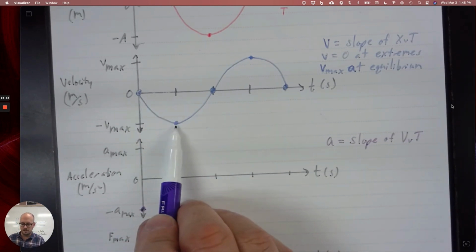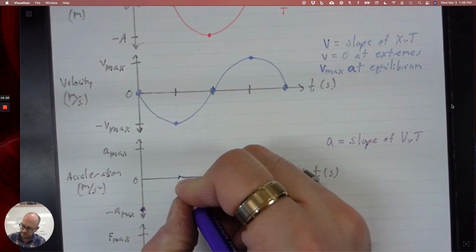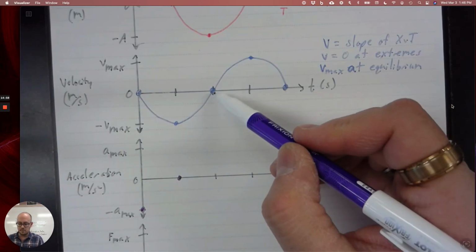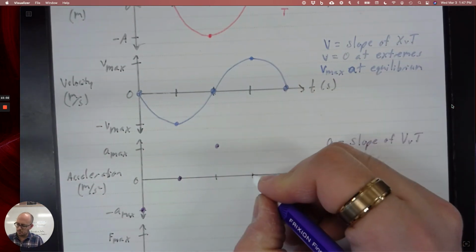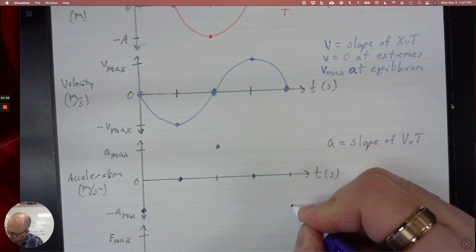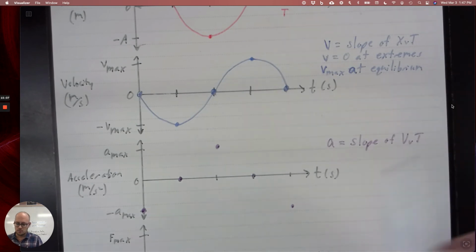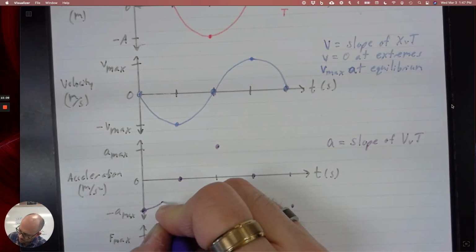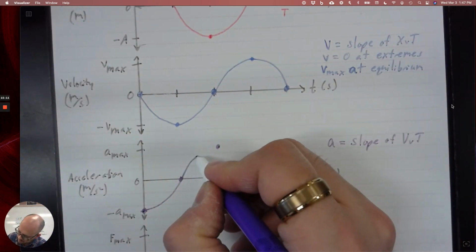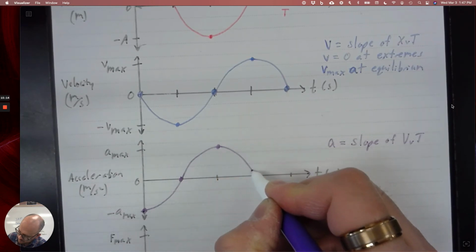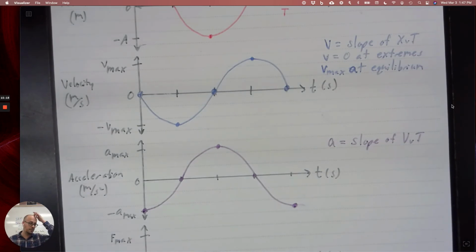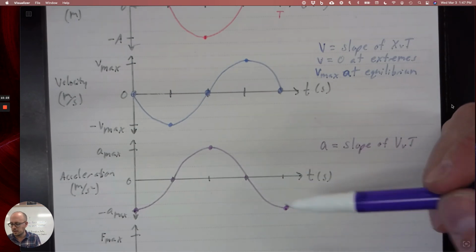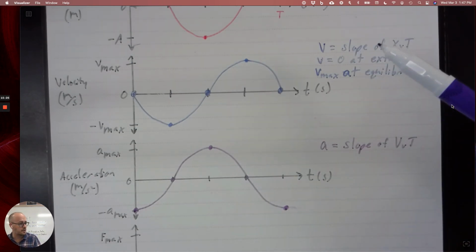This is a slope of 0 because it's at the extreme. This is the most positive slope, so I go here. This is a slope of 0, and then this is the most negative slope again. So I draw a smooth sine curve. And the people in calculus have gone through in their head like what the derivative of sine functions are, and you're like, this is boring, please stop this. But anyway, here we go with our acceleration graph.